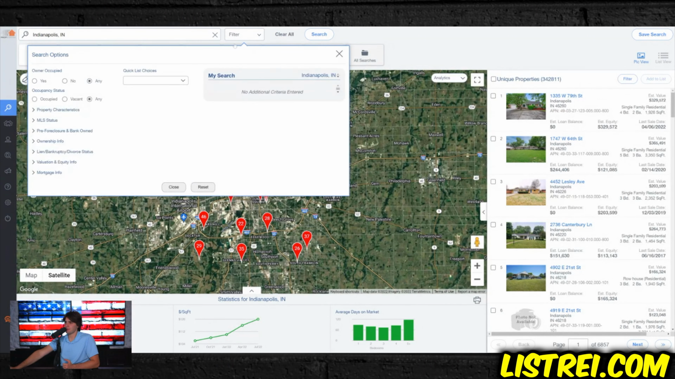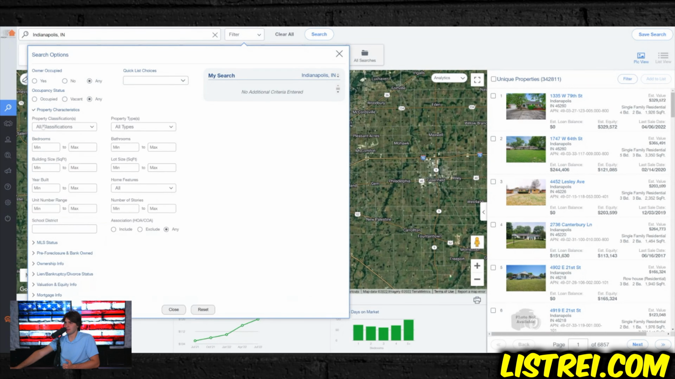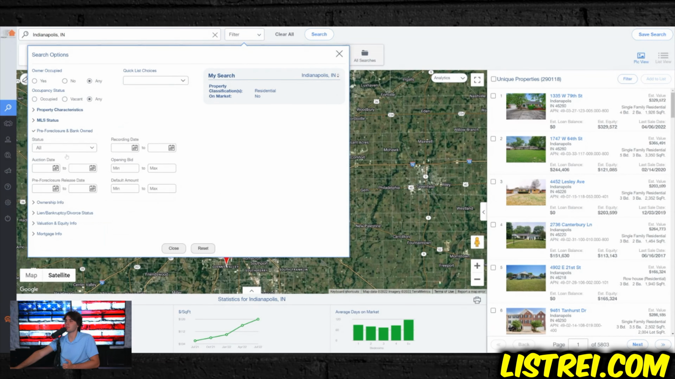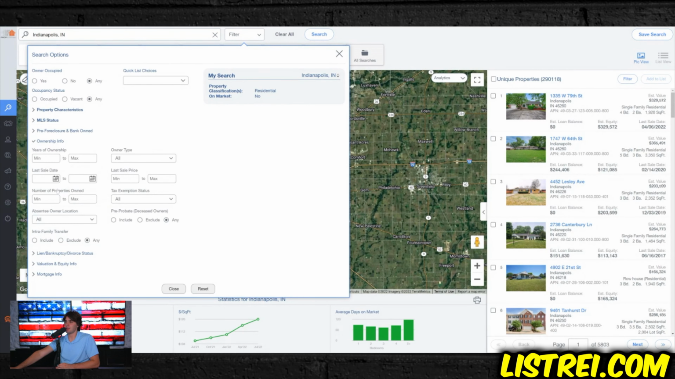So I'm going to go to filter here and let's start to do some high equity stuff. Really nothing crazy here. Property characteristics, I want to keep it residential right now. I want the MLS not to be on the market. I don't really care about pre-foreclosure there. Now, ownership information. For pre-foreclosures, I don't care if you own 15. If you own 15 pre-foreclosures, yeah, I can help you with a bunch of them. And pre-foreclosures are already so small. For high equity, I do care, so I'm going to leave this at 4 properties owned.